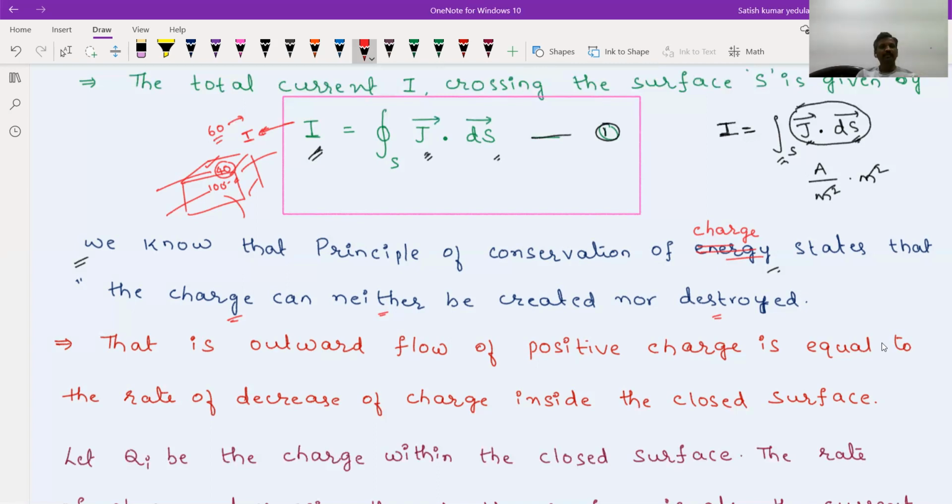But what has happened here is, initially there were around 100 charges. Because 60 charges have left, only 40 charges will be present. Now I'm not going to write the expression for the current due to these 40 charges. I'm going to write the expression for the current due to the 60 charges which left this box or closed surface. Or we can say it another way: 60 charges are reduced in this box.